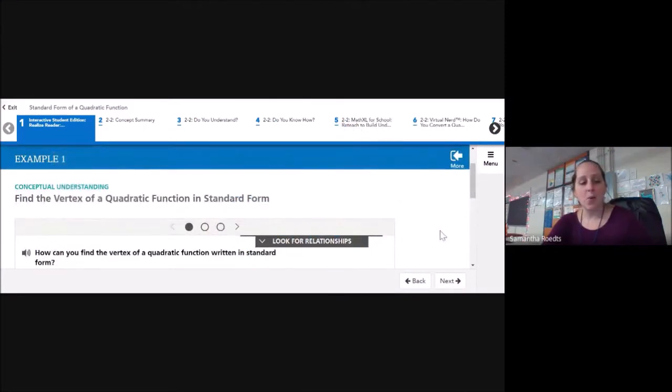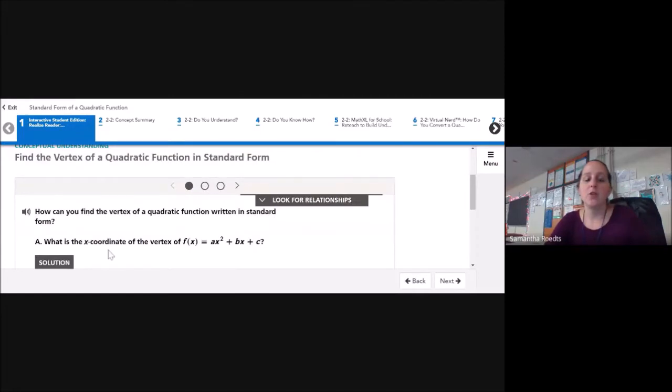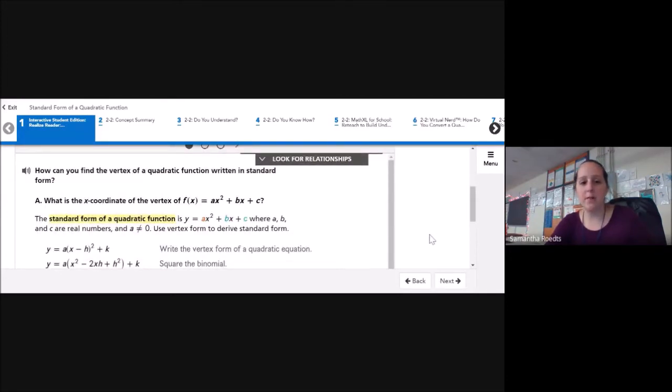All right, so example 1, conceptual understanding: find the vertex of a quadratic function in standard form. So how can you find the vertex of a quadratic function written in standard form? The standard form looks like ax squared plus bx plus c. So what is the x coordinate of the vertex of f of x equals ax squared plus bx plus c? Well, the standard form of a quadratic function is ax squared plus bx plus c, where a, b, and c are real numbers and a cannot equal 0.